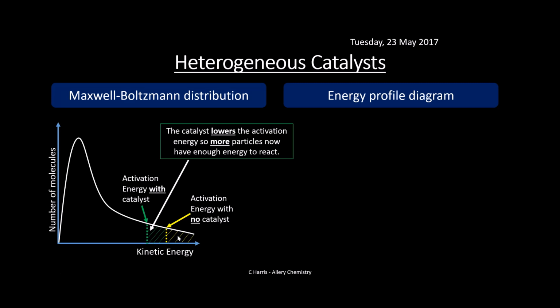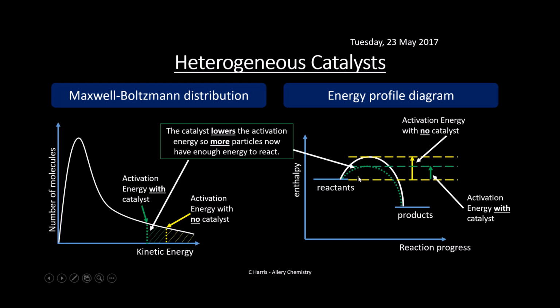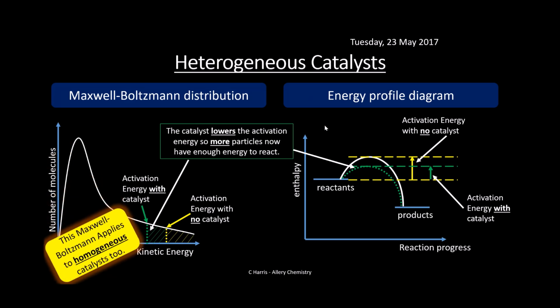But looking at it in terms of an energy profile diagram, you can see here that we have an activation energy with no catalyst, which is here. So we've got this energy profile here. And then if we add a catalyst, that lowers the activation energy, so the rise is a lot less high. So we need less energy for our reaction to go. So that's the effect of a catalyst on our energy profile diagram. Now this is for a heterogeneous catalyst. This Maxwell-Boltzmann on this side also applies to homogeneous catalysts as well, so it's just the same.